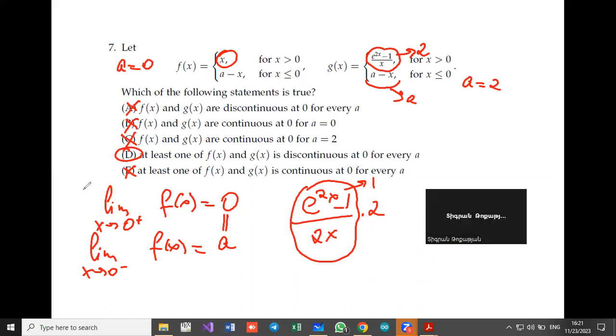Can you please repeat why C was wrong? Yeah, because f is not continuous when a equals 2. When a equals 2, function f will not be continuous. Function f is continuous only if a is 0, because the limit from the right side as x tends to 0 is 0, a minus x tends to 0, if a equals 0. Okay, thank you.